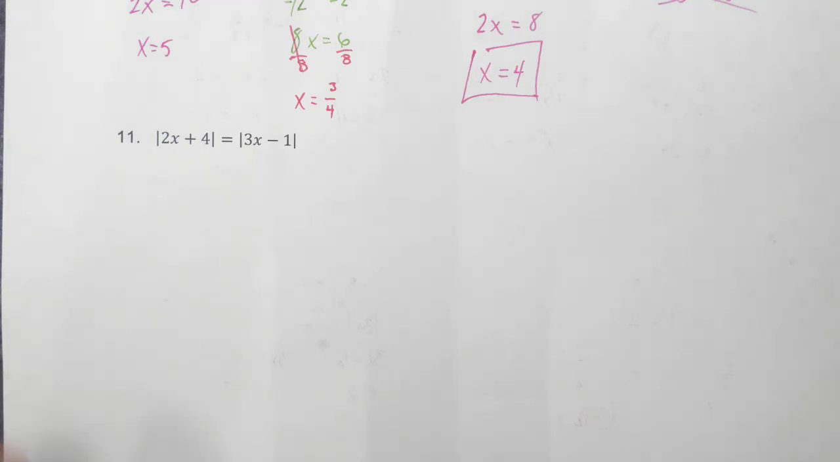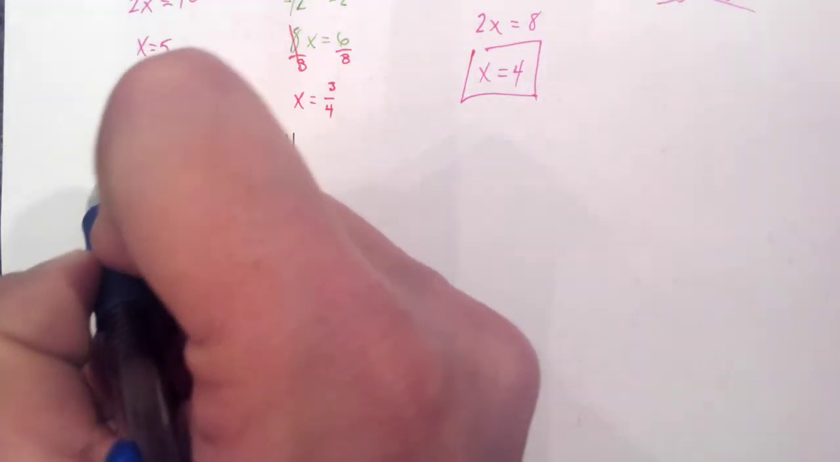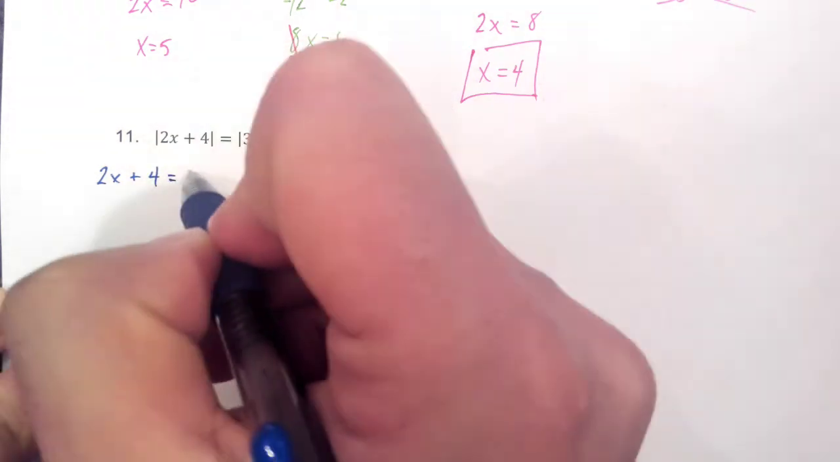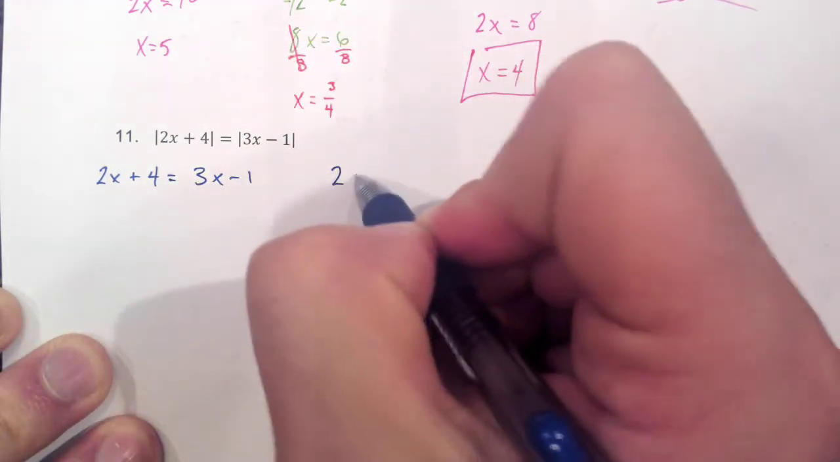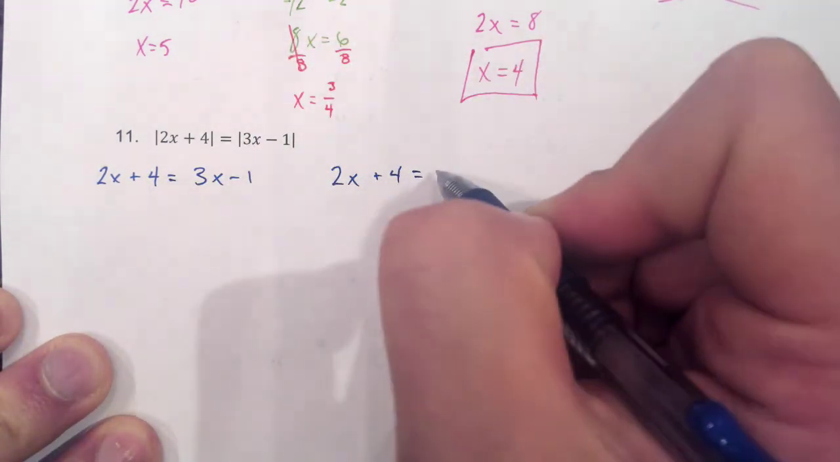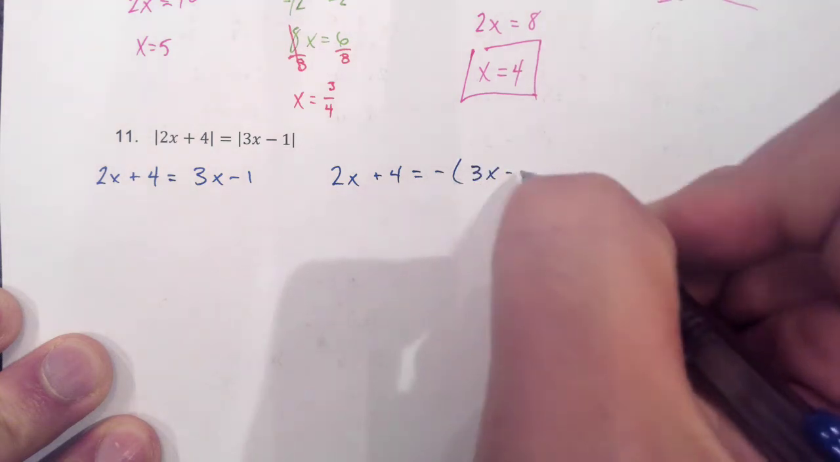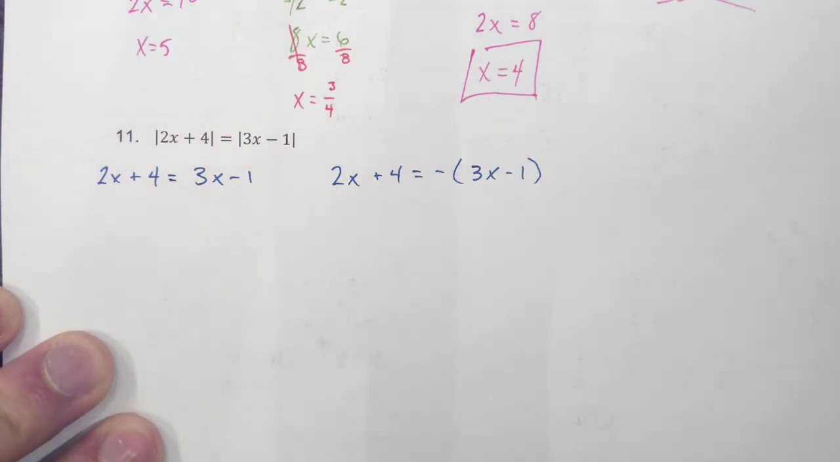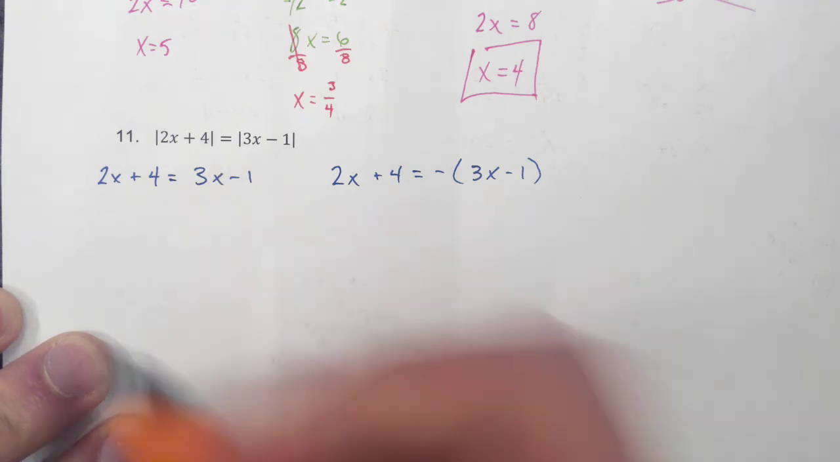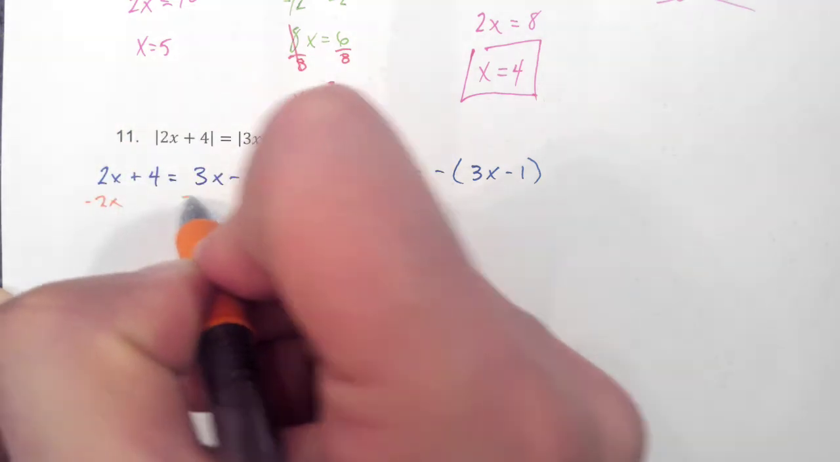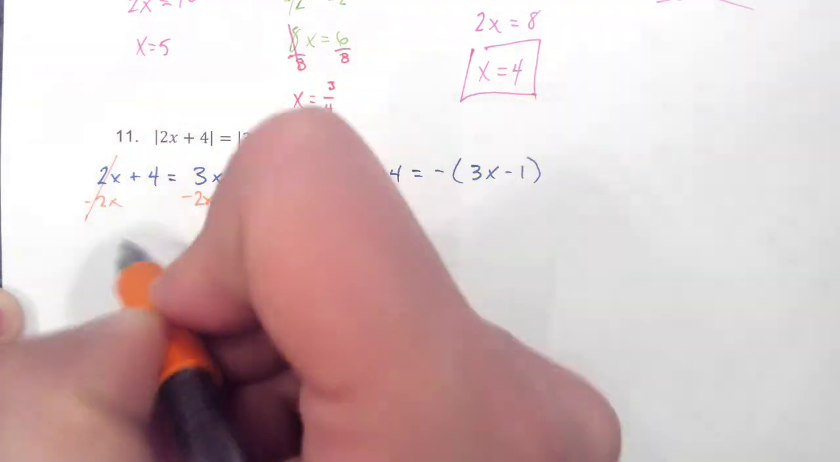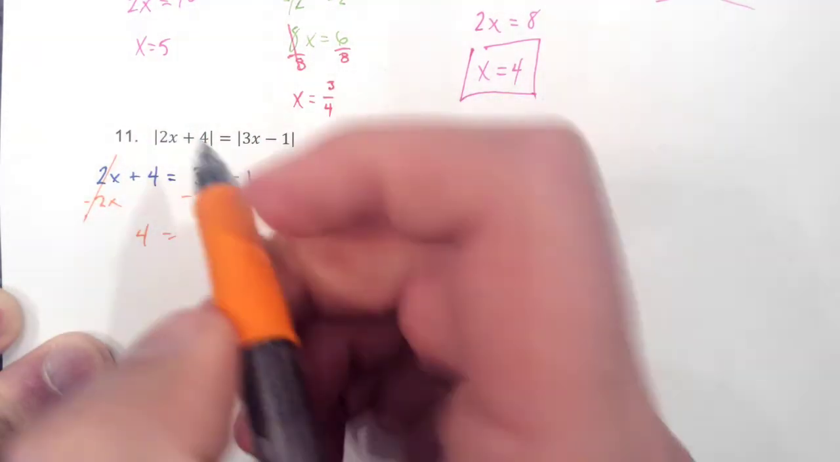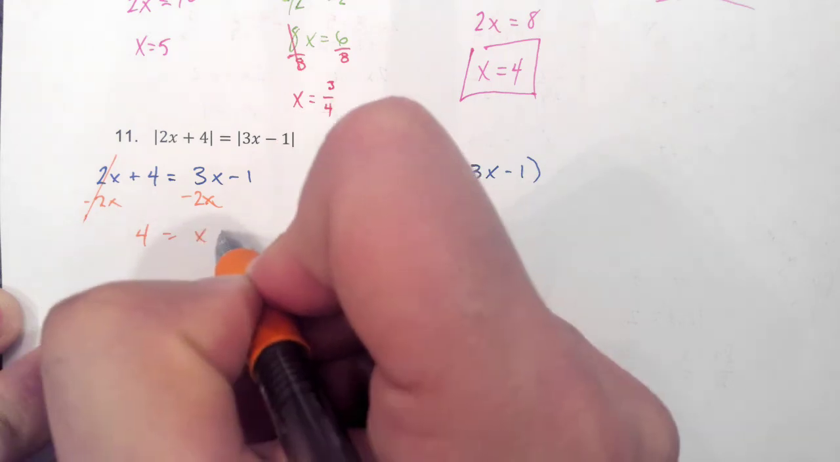All right, let's see how you did. Let's put those two equations. First one, just drop the absolute value symbols. Second one, the second part gets put in a parenthesis with a negative on the outside. All right, which one's smaller, 2x or 3x? Well, 2x is smaller, so we subtract 2x from both sides of the equation. So I have 4 equals 3x minus 2x is 1x, or just x minus 1.